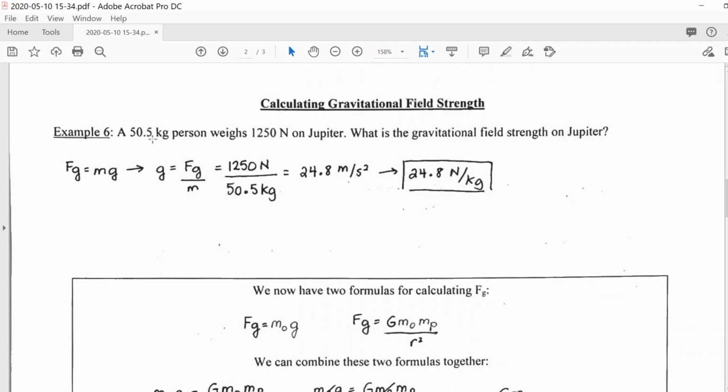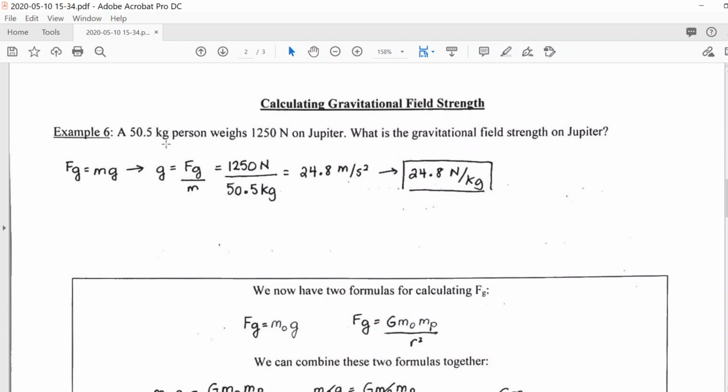So this example says a 50.5 kilogram person weighs 1,250 newtons on Jupiter. What is the gravitational field strength on Jupiter? Well, gravitational field strength just means little g. And we already have a formula for little g. It's Fg equals mg. Now that we've introduced capital G, which is the gravitational constant, that's 6.67 times 10 to the negative 11 number, it's important to distinguish between little g and big G, by the way, so make sure you don't mix them up. But yeah, gravitational field strength is little g.